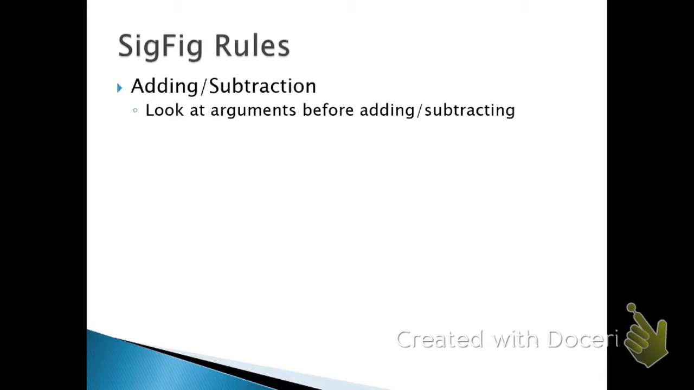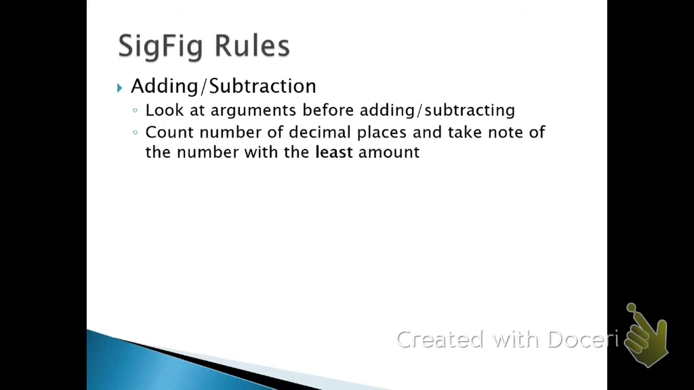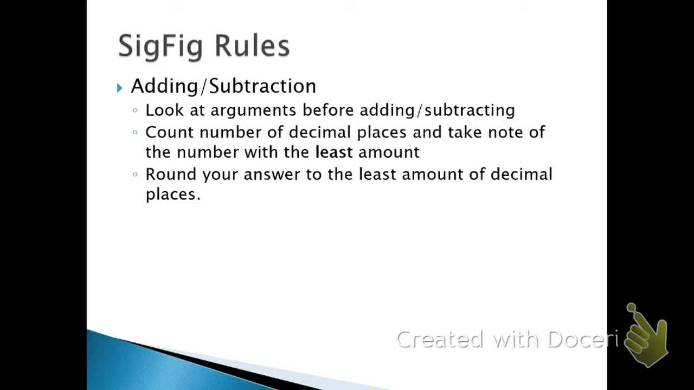When you're adding or subtracting, look at what you have coming in. So let's say I'm adding 2 different distances to find a final total distance, for example. So those are your arguments before adding or subtracting. Count the number of decimal places, and then notice which number coming into your measurements has the least amount of decimal points, and round your final answer to that number of decimal points. Notice that I'm saying decimal places, not sig figs. When you're just adding or subtracting, you really don't pay attention to significant figures at all. You just pay attention to decimal places.